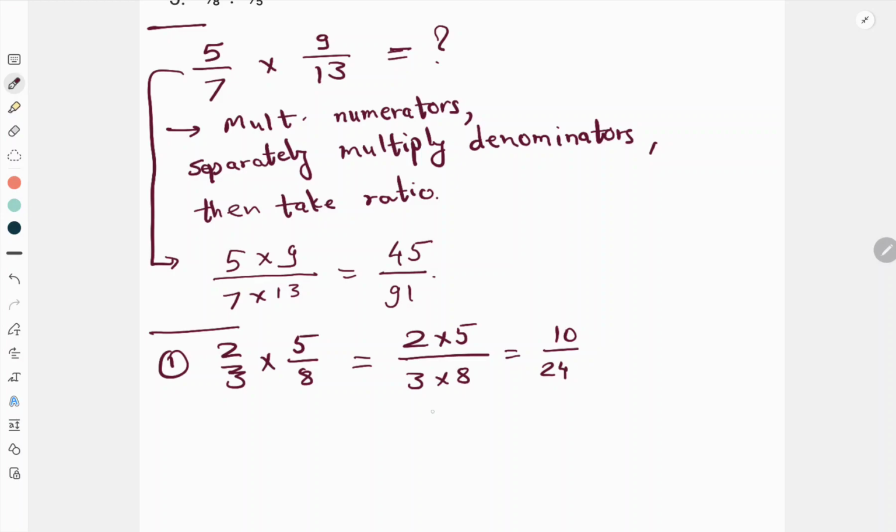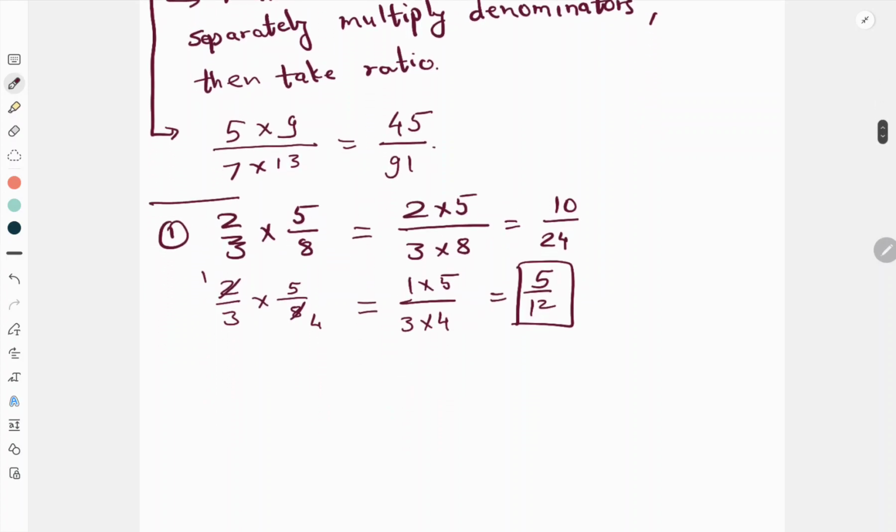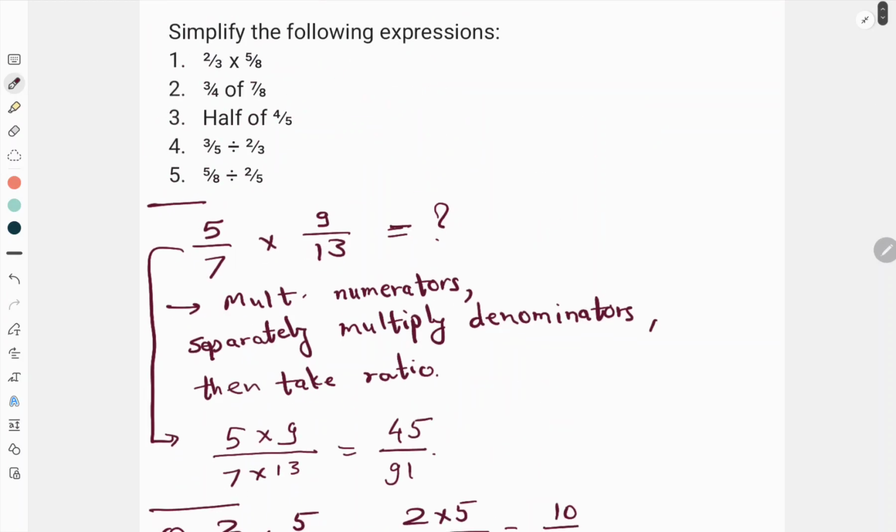We can also write this alternatively. This 2/3 times 5/8, this 2 divides 8, so this is 1/4. So again, 1 times 5 divided by 3 times 4. This is equal to 5 divided by 12. It's the same answer, it's just a ratio of smaller numbers. It's maybe easier to express. That's all. So this is how we multiply fractions: multiply numerators, multiply denominators, and take that ratio. Let's do the remaining problems.